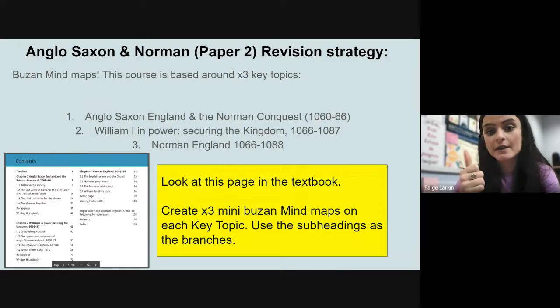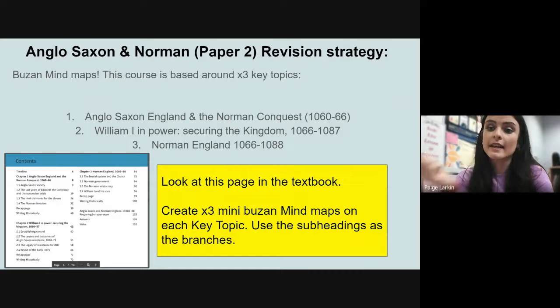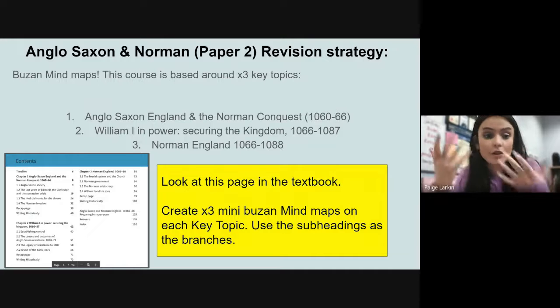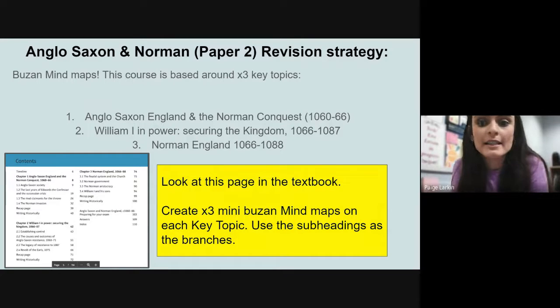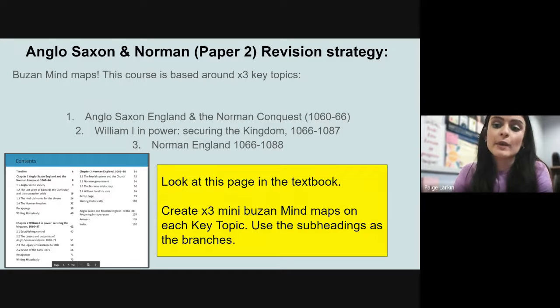They have one on the Anglo-Saxon and Norman conquest, so that goes from 1060 to 1066. The second unit is all about William I in power, so the Norman king. He's just taken over England. What does he do to secure the kingdom? That's between 1066 and 1087. And lastly, the last unit is on Norman England between 1066 and 1088.